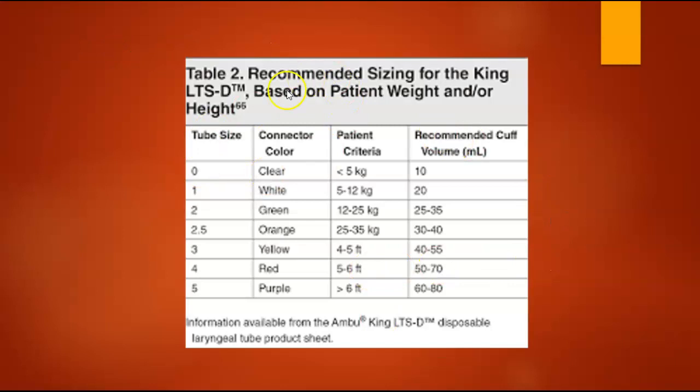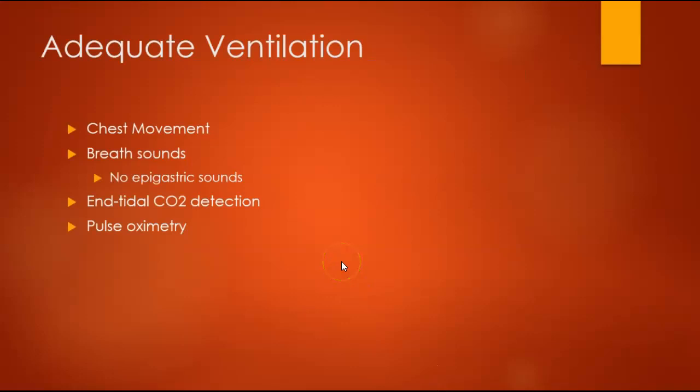Okay, so recommended sizing is again based on patient weight, and then there's recommended volumes for the cuffs along the side here. So most adult patients are going to fall into this size 4, the red size, where they're 5 to 6 feet tall, and you're going to fill up the cuff with about 50 to 70 cc's. So you need a fairly large syringe to inflate that cuff.